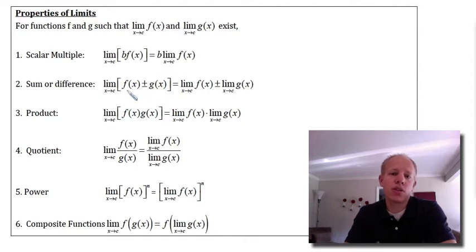If we add or subtract our two functions, the limit would be as if we took the limit of each and then added them together. Same thing with product. If we multiply our two functions and take the limit, it would be the same as taking the limit of each one and multiplying them together. The quotient, if we take the limit of our two functions divided by each other, it's going to be the same as taking the limit of each of them and dividing them. One special note here is that the limit of g of x as x approaches c can't equal 0.